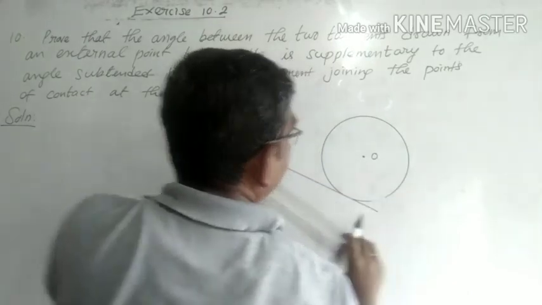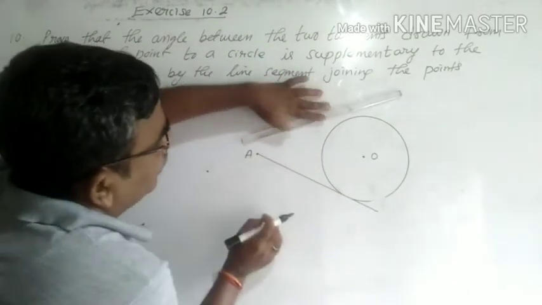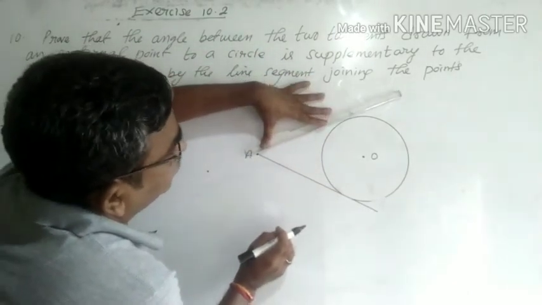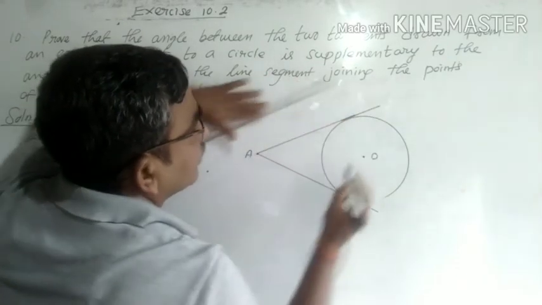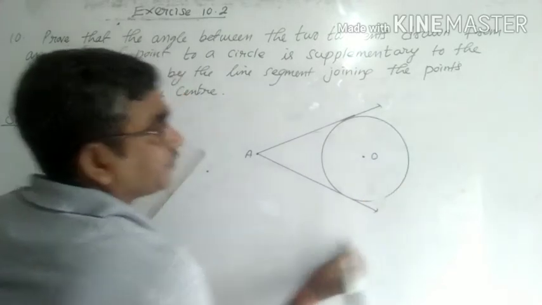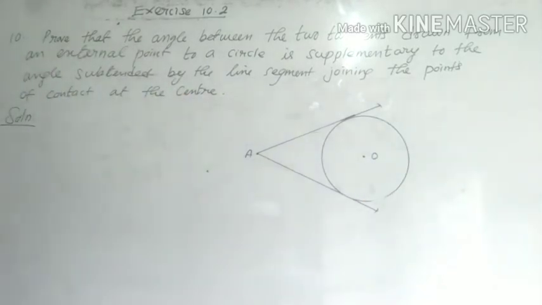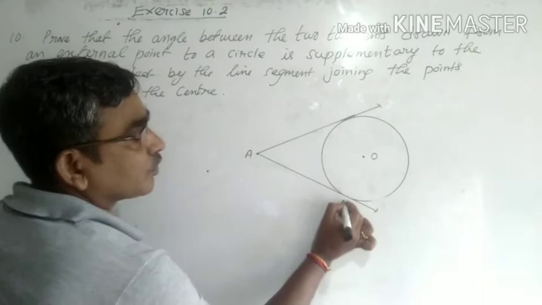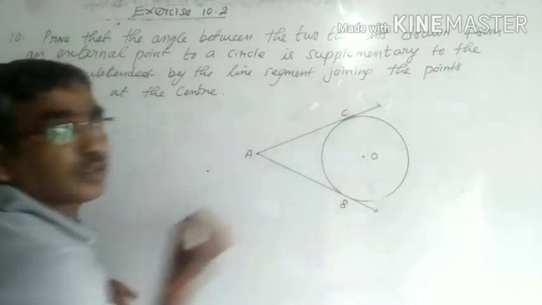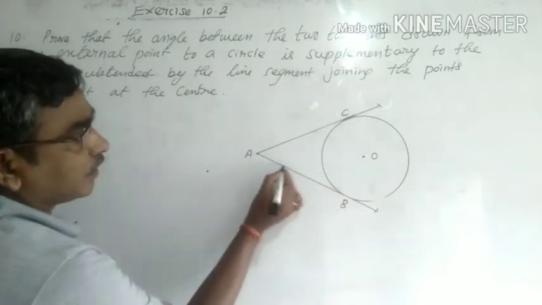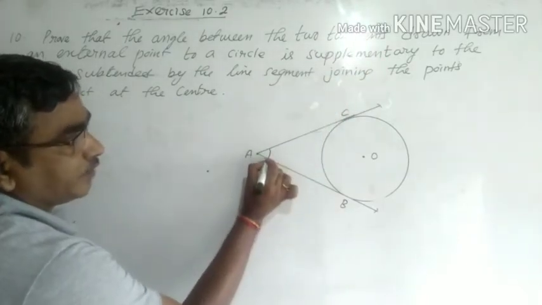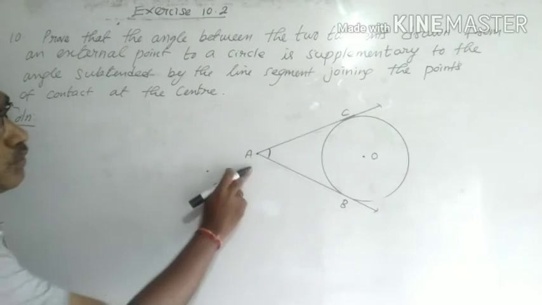This one tangent. From the external point, we can draw another tangent. So the two tangents are drawn. One tangent is say AB, another is AC. What is going to be the angle between the two tangents? The angle between the two tangents.